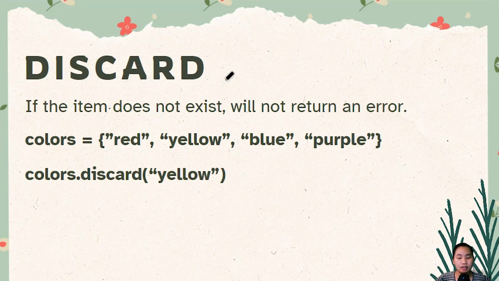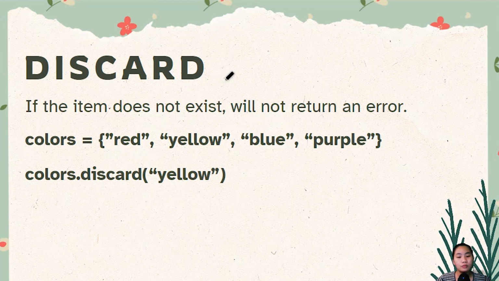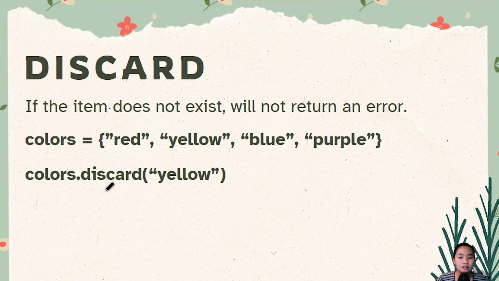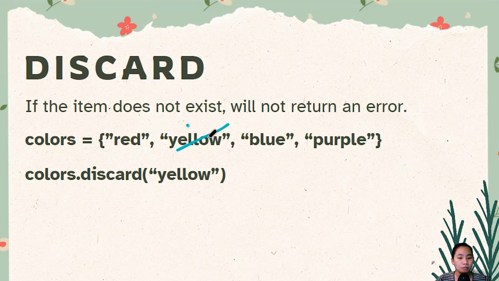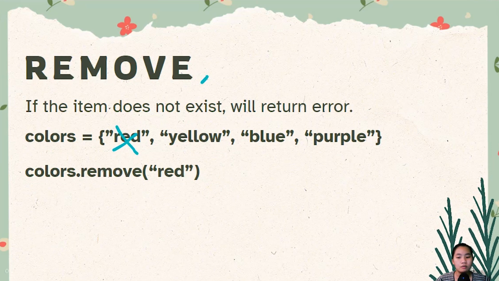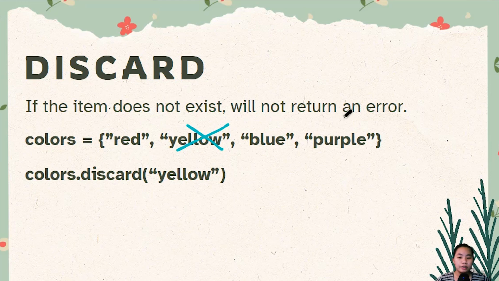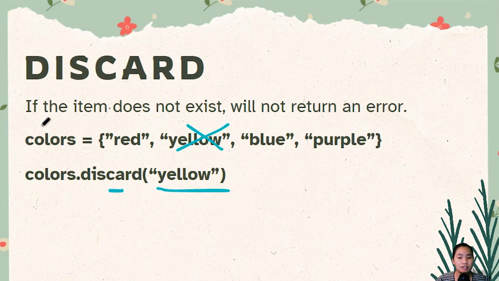The discard method. Contrary to what we've seen with the remove method, this one will not return an error, okay? Now the syntax is the same, with the name of the set, dot, followed by the name of the method and then the value that you want to take away, which is yellow. So colors.discard yellow will remove yellow from the set. The same thing with the remove method, where it will remove red. All right, but this one will not return an error if the value that you pass to the method does not exist within the set.